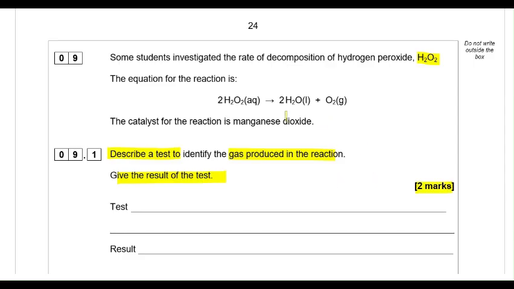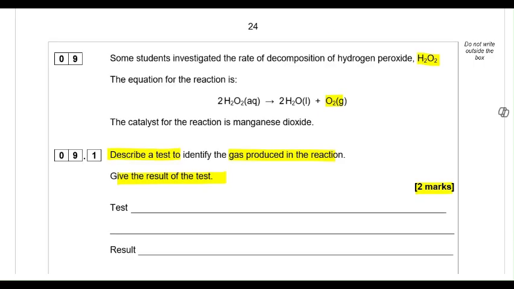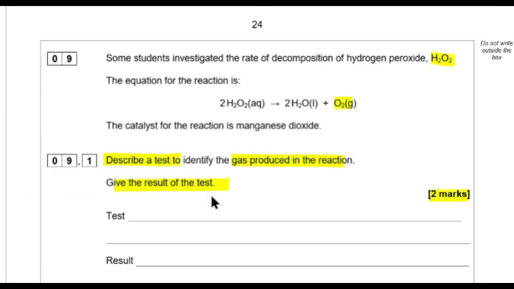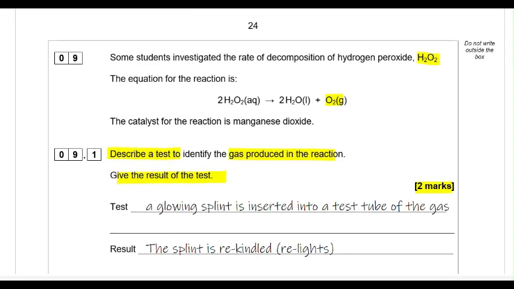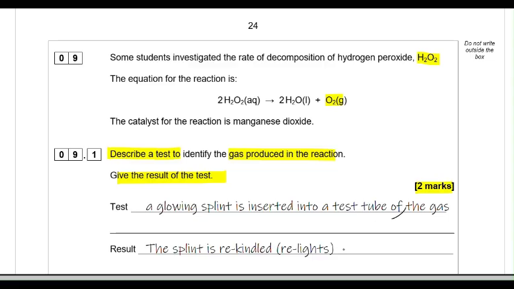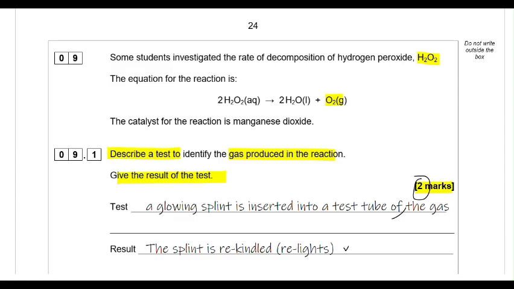If we look to the equation, we'll see that the gas is O2 with a little g. That means it's oxygen. This is a bog standard recall from the analysis topic. To test for oxygen, you insert a glowing splint into a tube of the gas, and if it's oxygen, the splint will relight or rekindle.